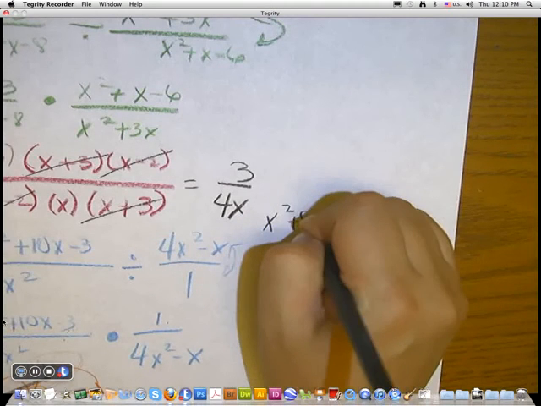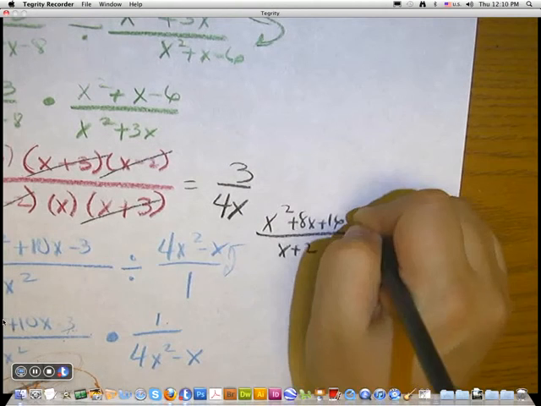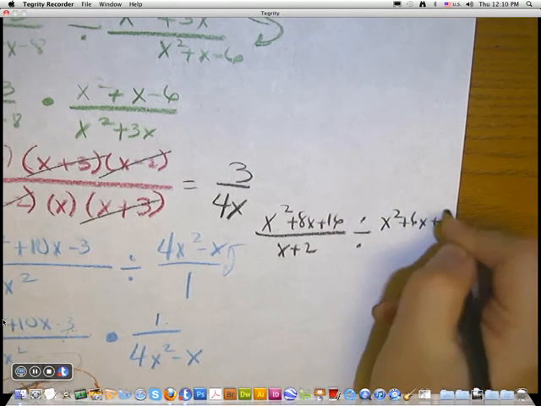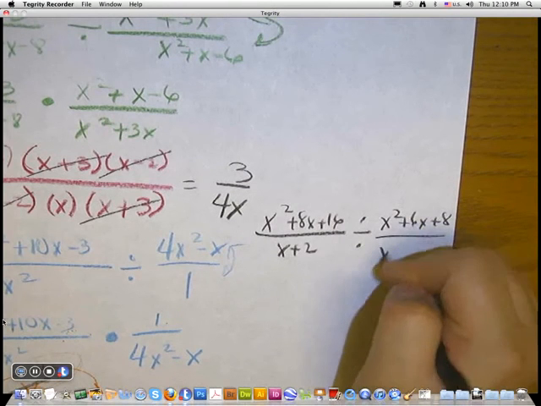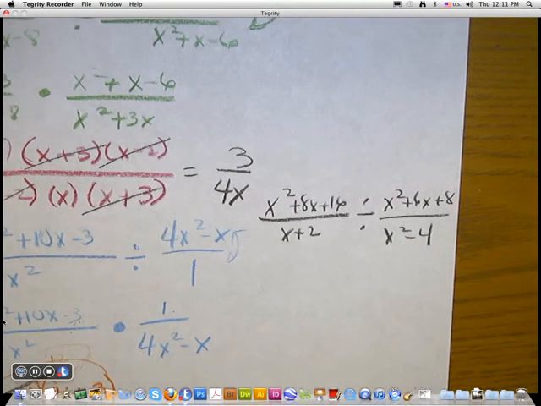X squared plus 8x plus 16 over x plus 2, all divided by x squared plus 6x plus 8 over x squared minus 4. All right, so take a moment, pause the video, try it on your own, see if you can divide this, and then come back and I'm going to work through it and see if it matches what you came up with.